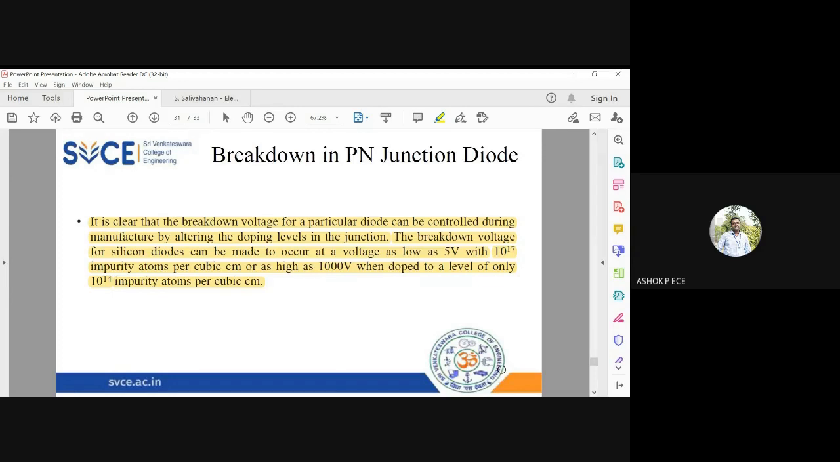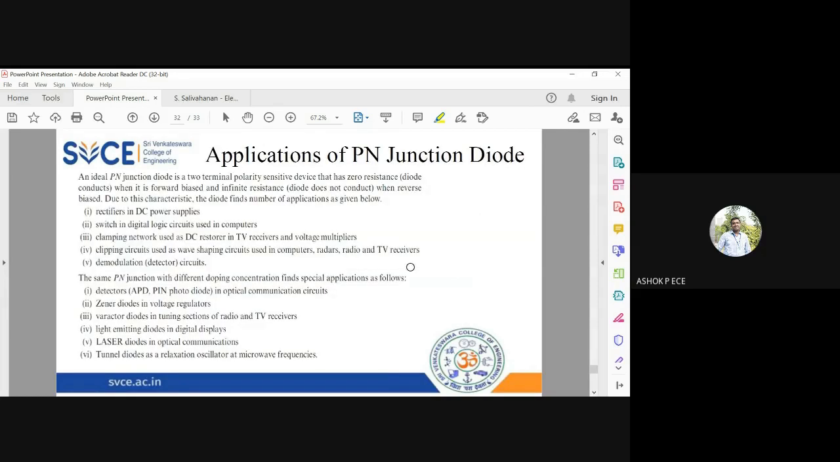So I'm going to increase the doping. Because of the change in doping, my breakdown voltage becomes as low as 5 volt for Zener diode, and it is as high as 1000 volt for a PN junction diode. Okay. And now, applications of PN junction diode.